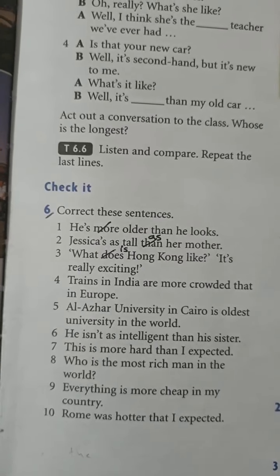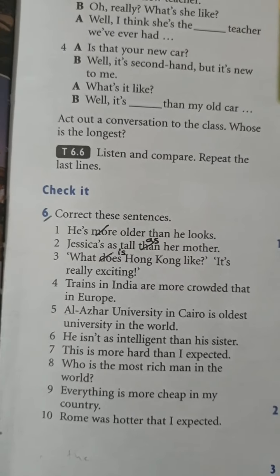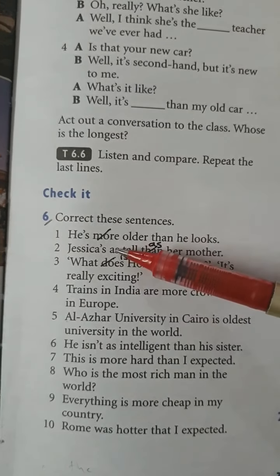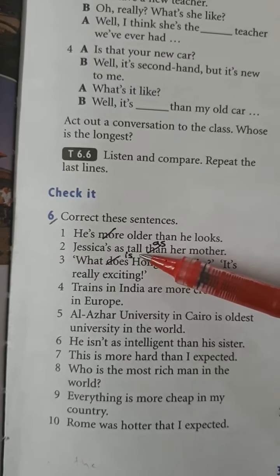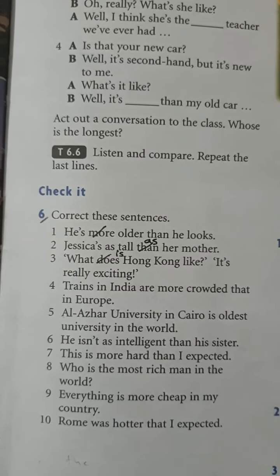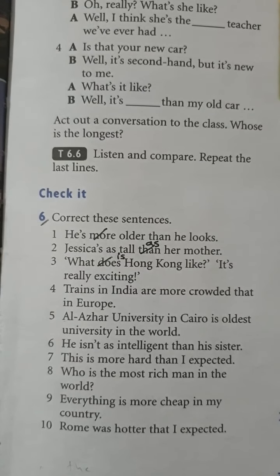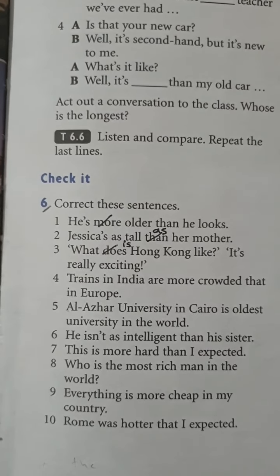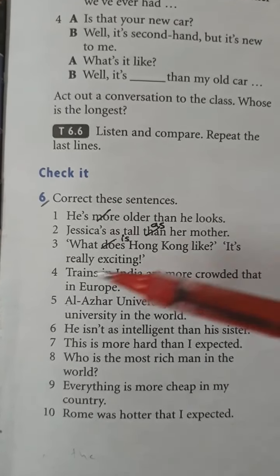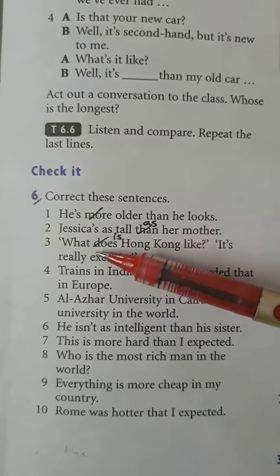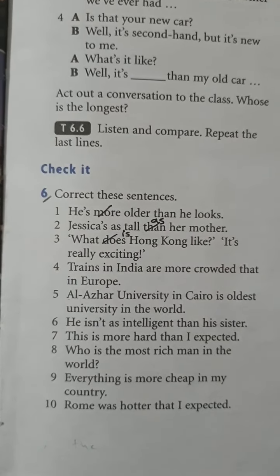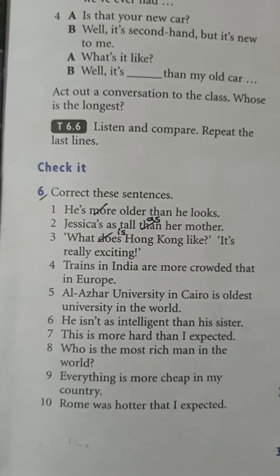Number 2, Jessica's as tall than her mother. عندنا الأداتين as يكون بوسطهم صفة. So we don't write than. So we should remove it. Jessica's as tall as her mother. Number 3. What does Hong Kong like? It's really exciting. نسأل is مو بالأداة does. So what is Hong Kong like?